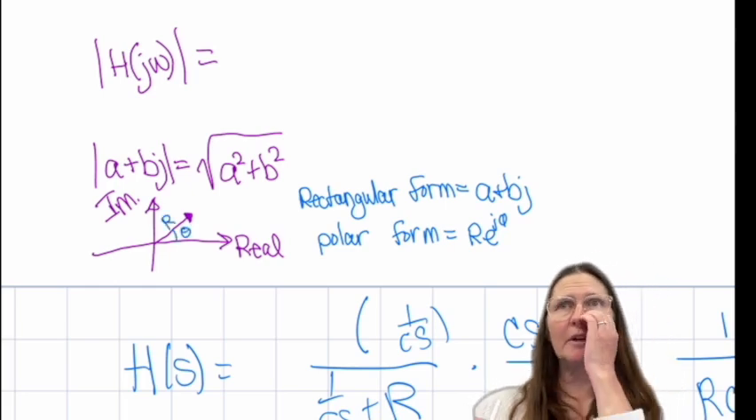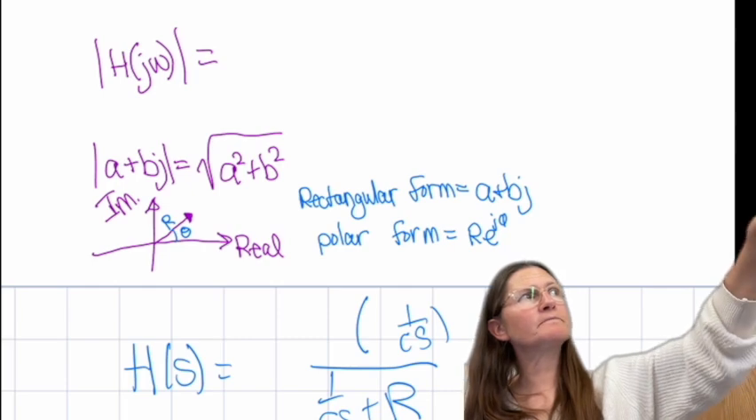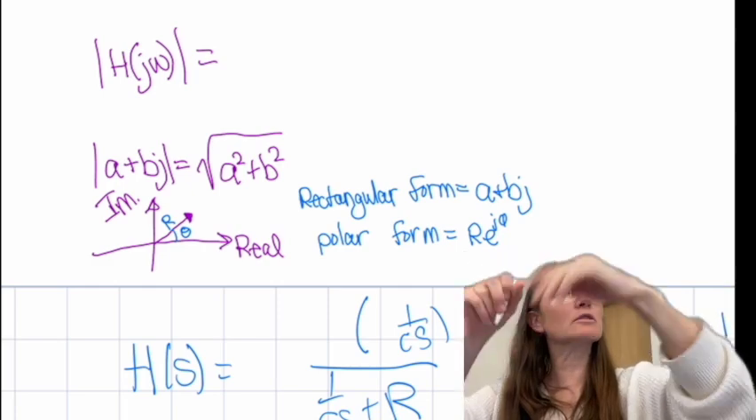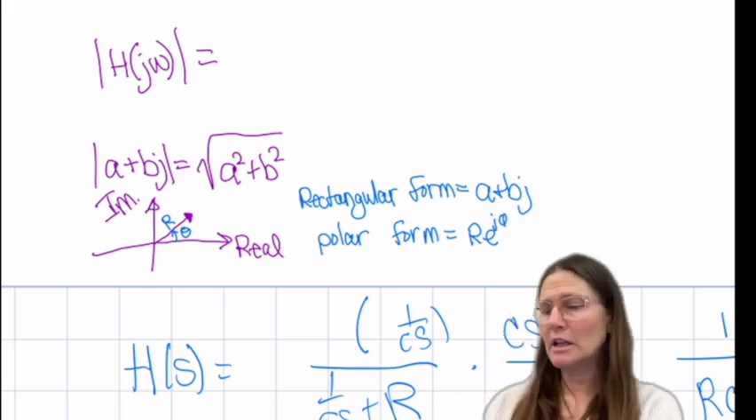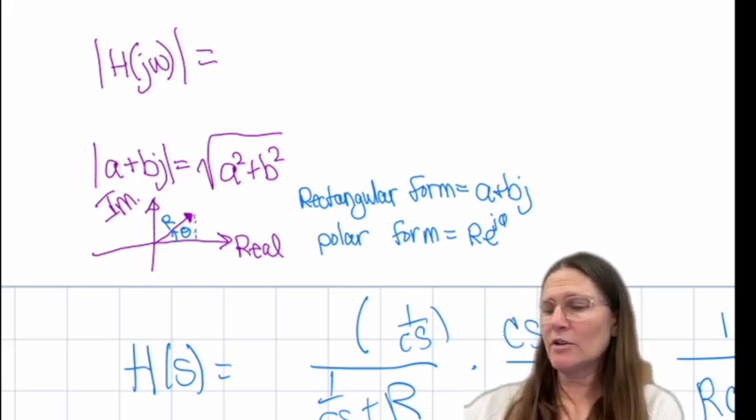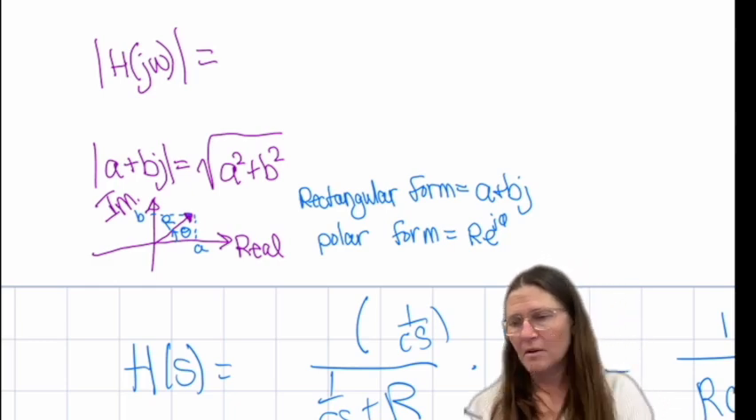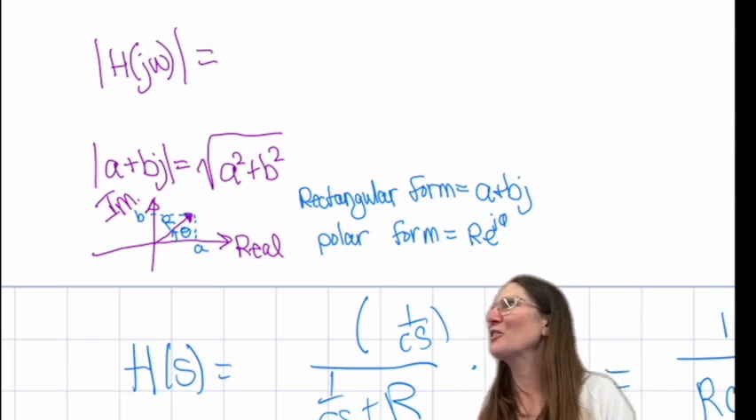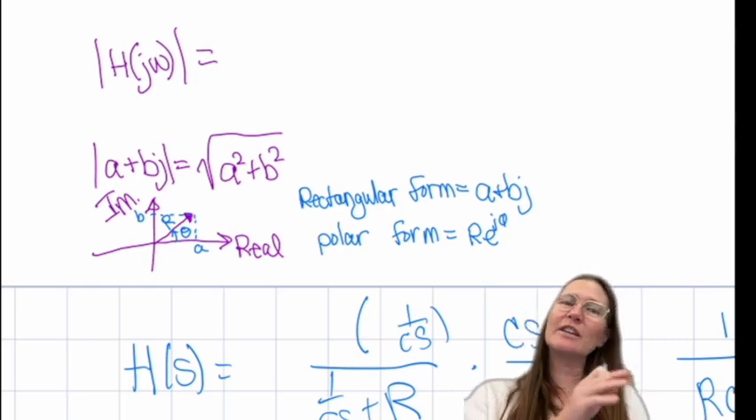So R would be your vector magnitude, and theta is your angle from the zero axis of real. I'll draw it there, goes in this direction. And then your imaginary and real portions are A and B. Does this look familiar? Forever ago? Okay. So on this portion, we're only looking at the magnitude portion.